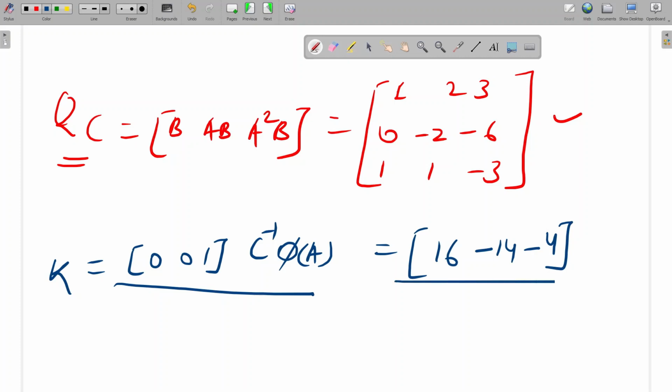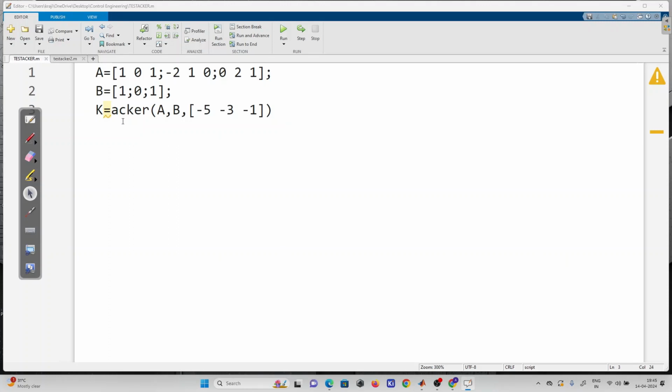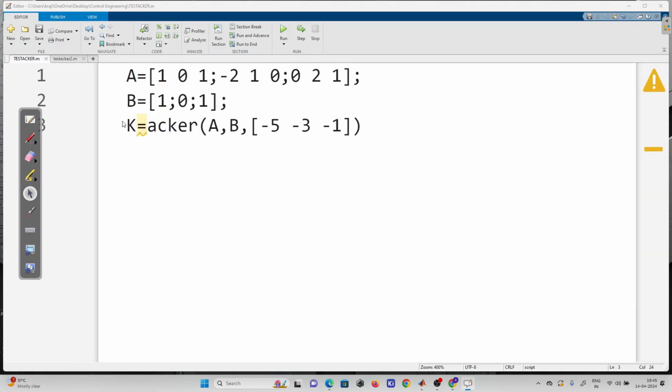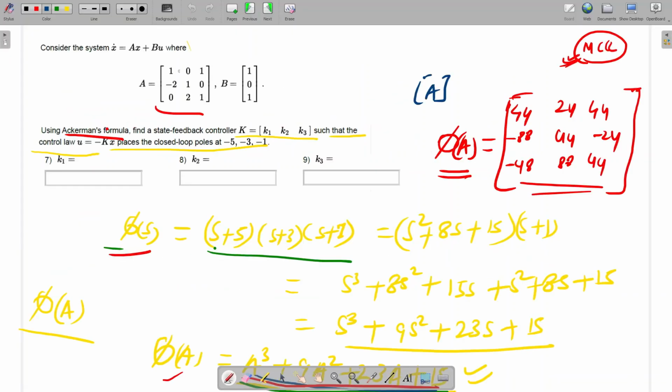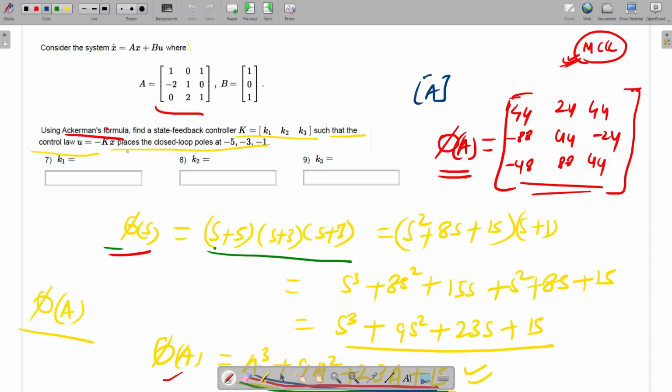If we have MATLAB installed, we can directly find this. I'm going to show you that MATLAB code. Wait a minute. Is the screen visible? Yes, sir, this MATLAB is visible. Here I have written the matrices. First the A matrix: 1 0 1, minus 2 1 0, and 0 2 1. B is 1 0 1. So this is the code. One second.